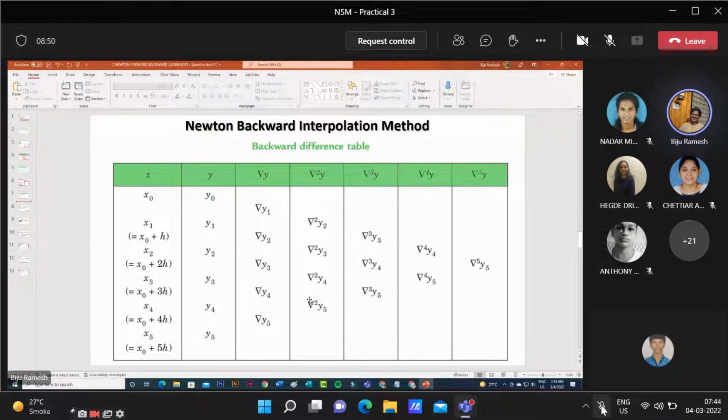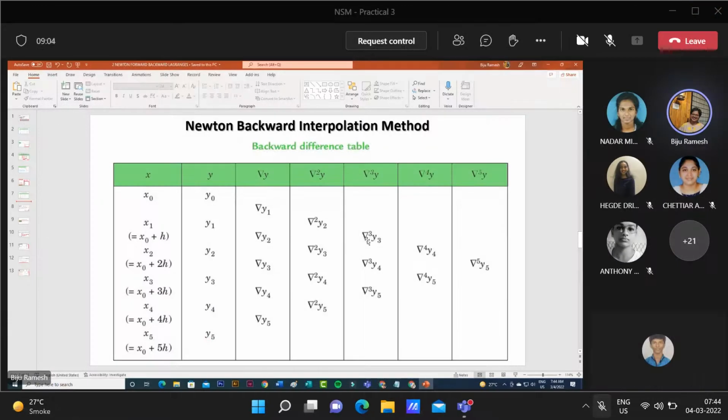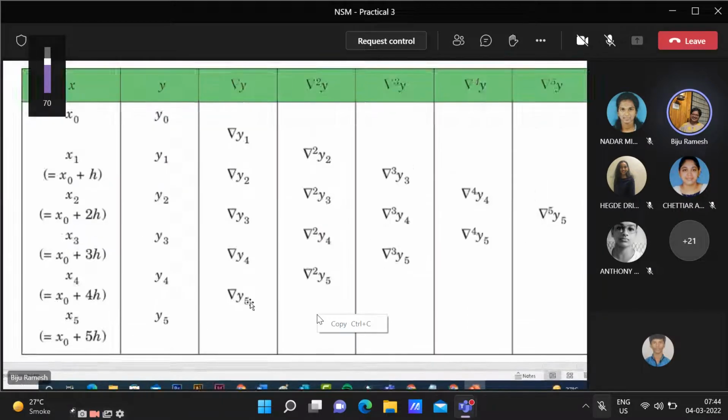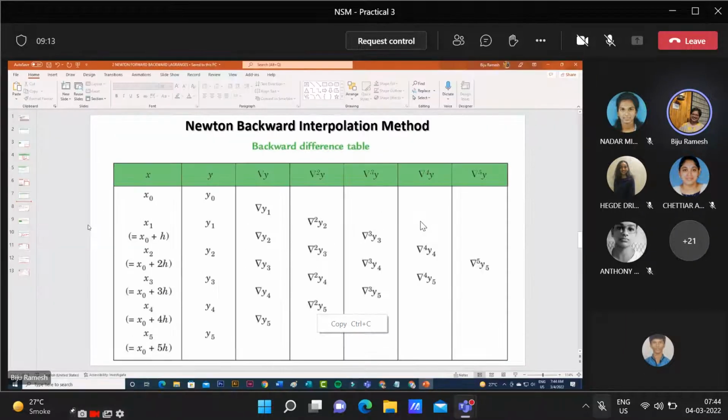Here, backward difference again, here also, here also, here also. Okay, so we'll be using these values instead of the Y1, Y2, Y3, Y4, Y5. Here we'll be using all the backward differences. Okay, so the only difference is the formula.